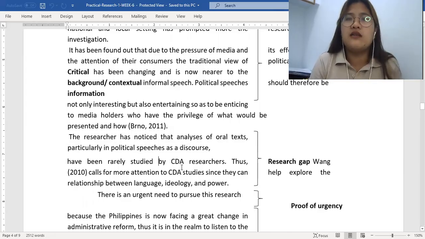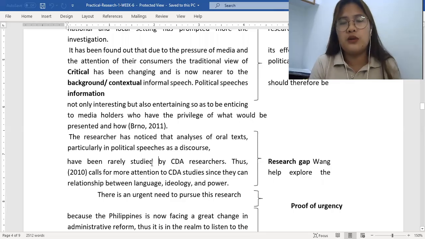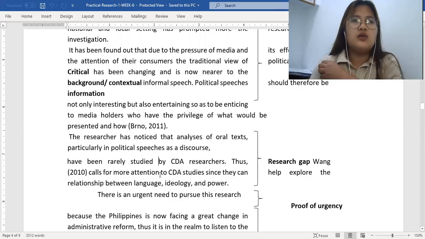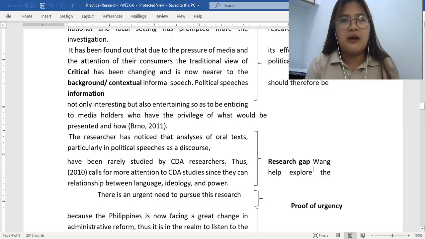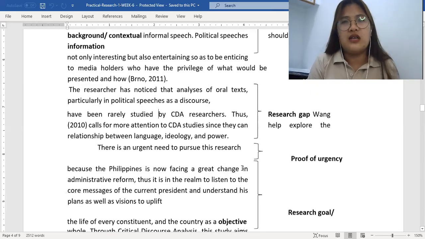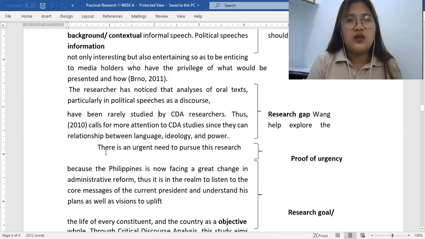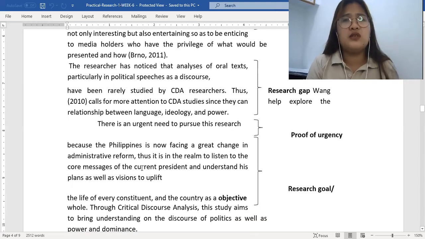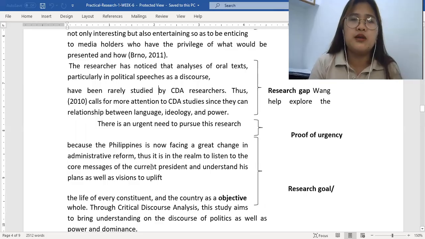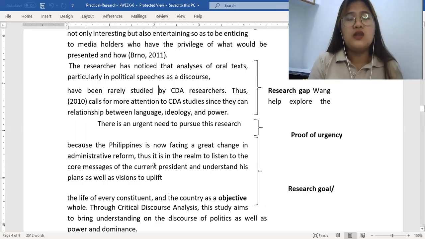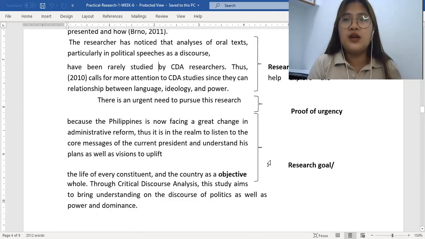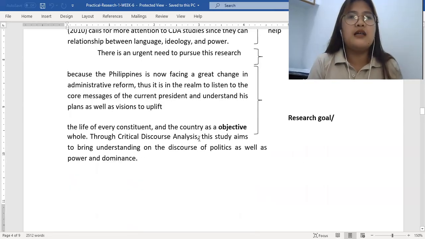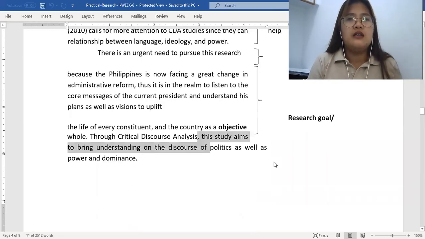Content discourse analysis, if I'm not mistaken, correct me if I'm wrong. I'm going to double check later, okay? So, nakita nila yung research gap na hindi masyado daw napapag-aralan yung mga ganitong klaseng political discourses, okay? So, ito yung proof of urgency kasi, there's an urgent need to pursue this research kasi may great change in administrative reform. And yun nga, we're talking about the president. We're talking about leadership.